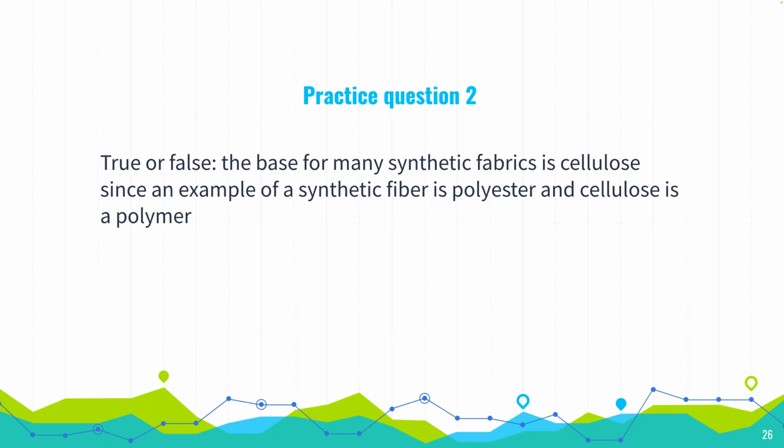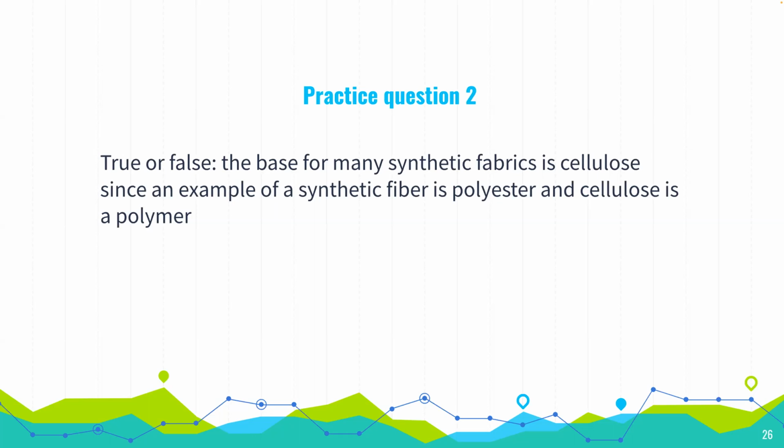All right, so this is a true or false question. It says the base of many synthetic fabrics is cellulose, and an example of a synthetic fiber is polyester, and cellulose is a polymer. So this is actually false.